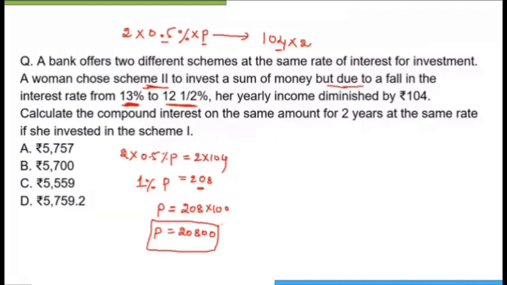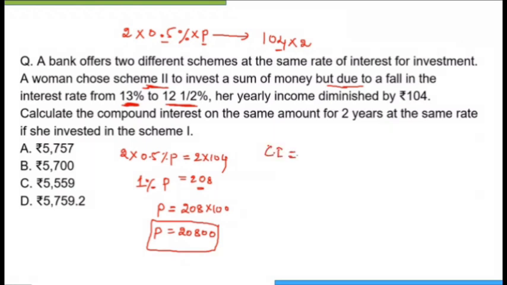Now what is he asking? Calculate the compound interest on the same amount for 2 years at the same rate if she invested in scheme 1. Now we need to find the rate of interest. Oh, sorry, compound interest, that is for 13%, right? To find the compound interest, we need to subtract the principal from the amount.